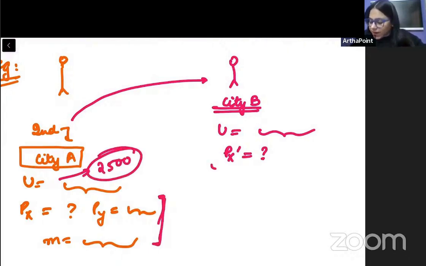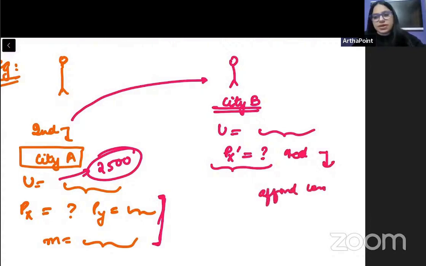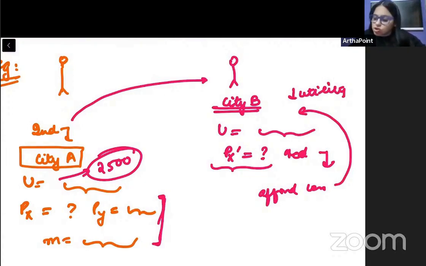Now, if the price of this good has increased and this city is expensive, it means he will be able to afford fewer goods. If he can afford less, his utility will decrease. His utility will fall. Now this person is worse off. He doesn't want to go to city B. So what will this company do?